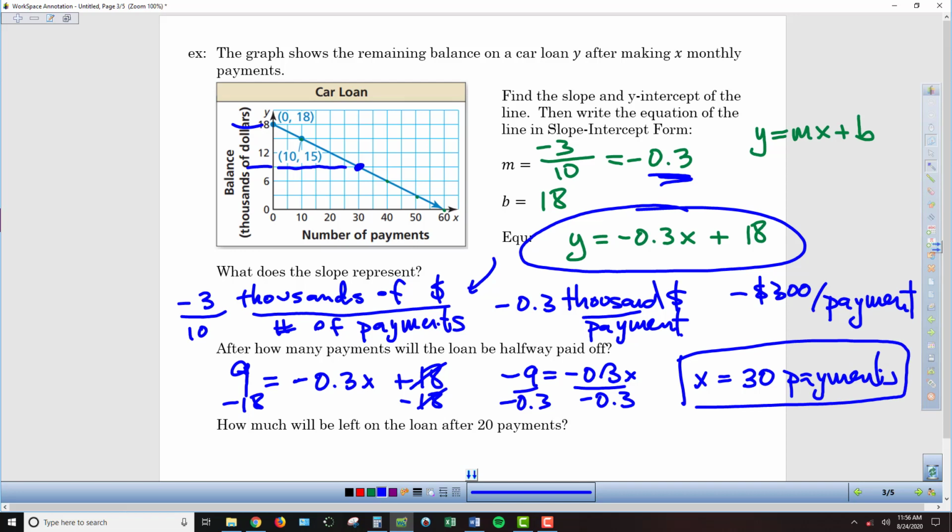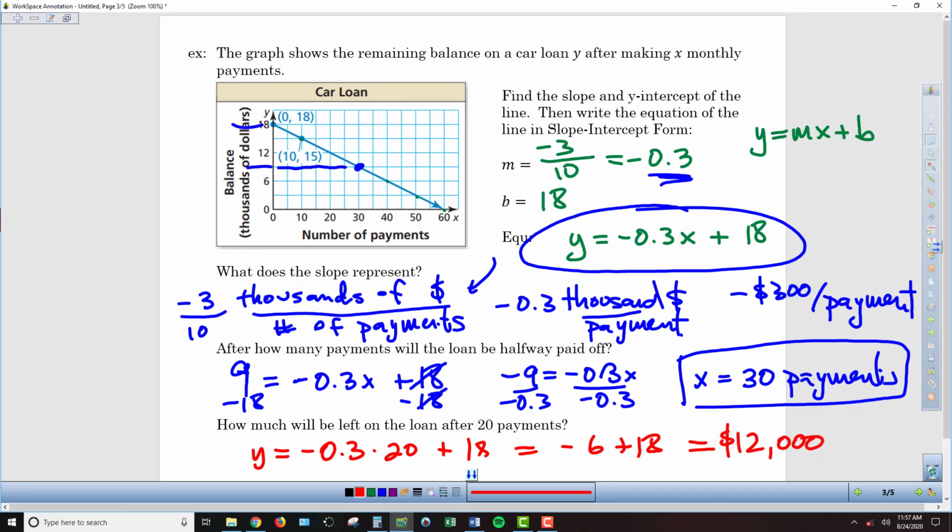And then for the last bit here, how much will be left on the loan after 20 payments? Well, that's a little bit more straightforward. We're just going to plug 20 in for x and see what we get. So we get y equals negative 0.3 times 20 plus 18. So if we just push buttons on our calculator, 0.3 times 20, we're going to get negative 6 plus 18, and so we get 12 as our answer for y, but we have to remember that's in thousands, so it's going to be $12,000 that we still owe.